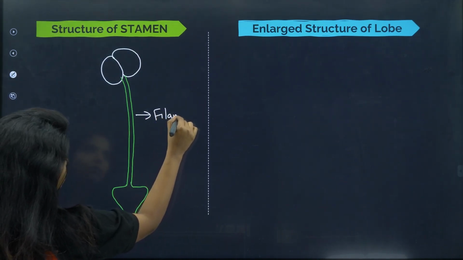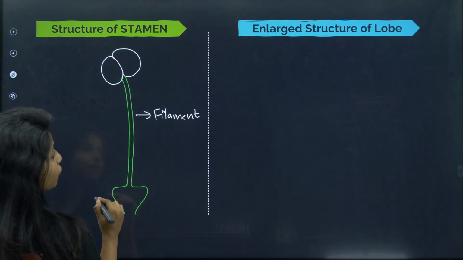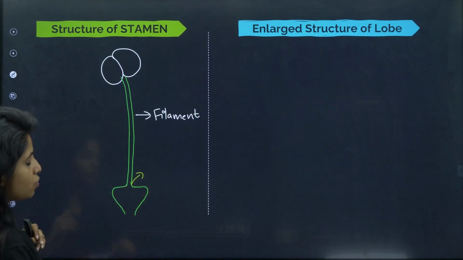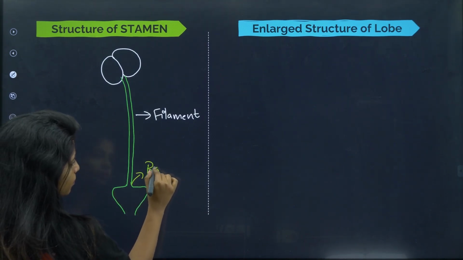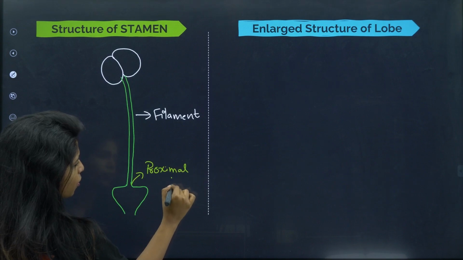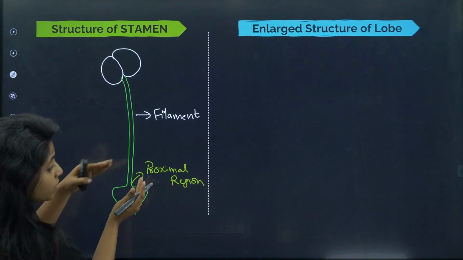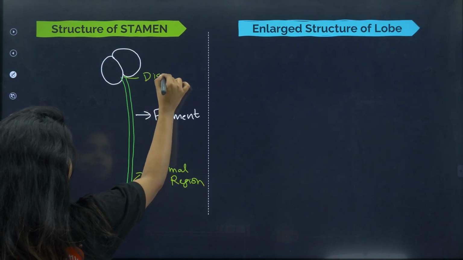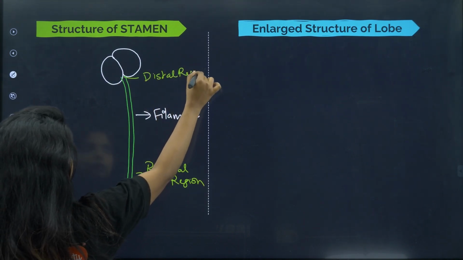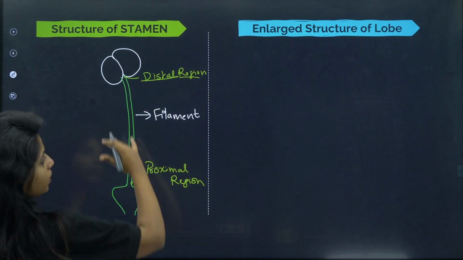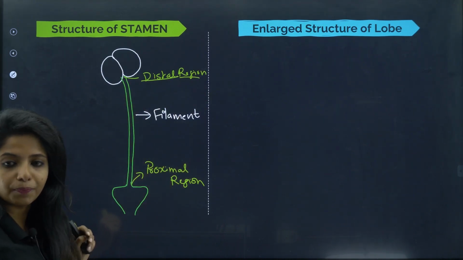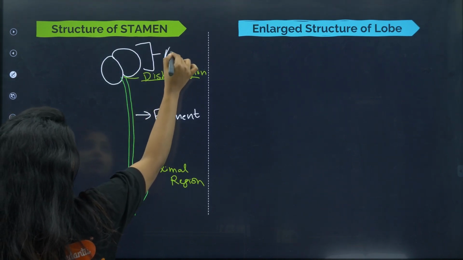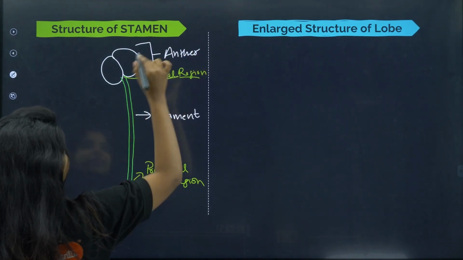It is known as the filament, children. This area of the filament is known as the proximal region, as in the one that is in proximity with the flower base, that is the thalamus. This region is the distal region, basically the one that is far from the bottom of the flower. Now, at the distal region, what do you have, children? What is this particular structure that you see over here? It is the anther.